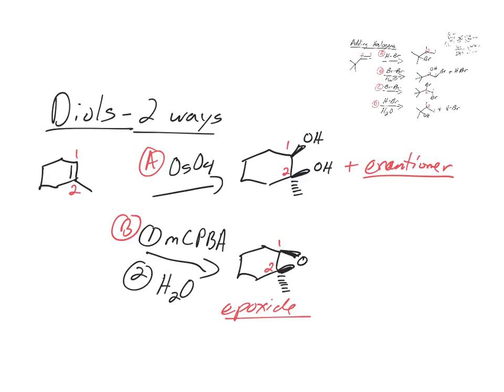Why is it going to add from the opposite side? Because it's going to do an SN2 reaction. Where's sigma star? 180 degrees away from this, which would be, right, had to make a trans addition then.